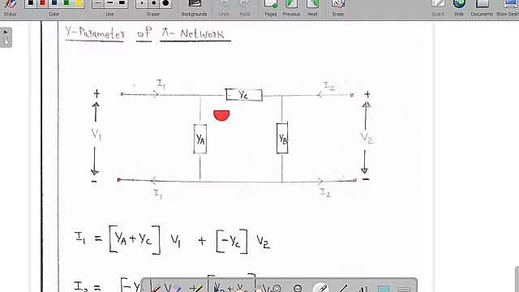Now you can see clearly there are three principal nodes: the first principal node, second principal node, and third principal node. I am going to assume this is the reference node, so its potential is 0. This is V1 and this is V2.